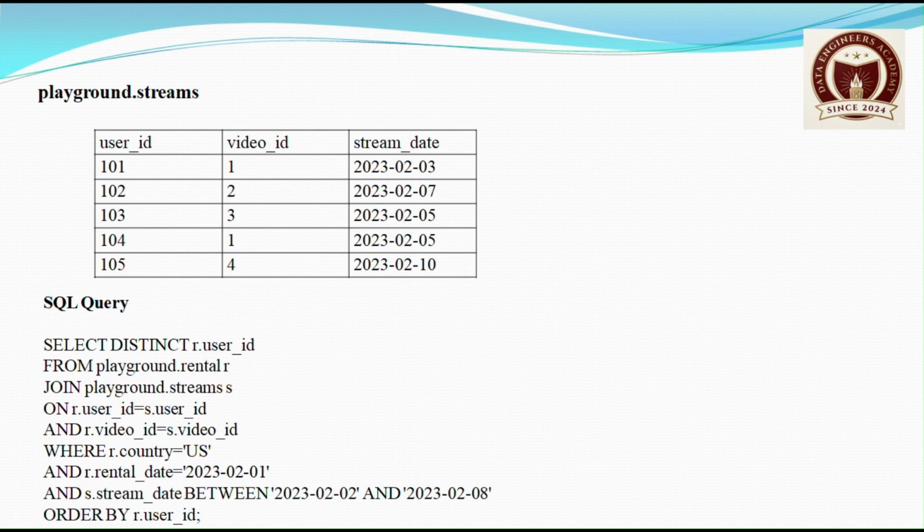So we connect both tables and find US customers who rented on exactly February 1st and confirm they streamed that same video within the following week. Here is the SQL query required to solve the problem. Execute this query in the Snowflake environment.